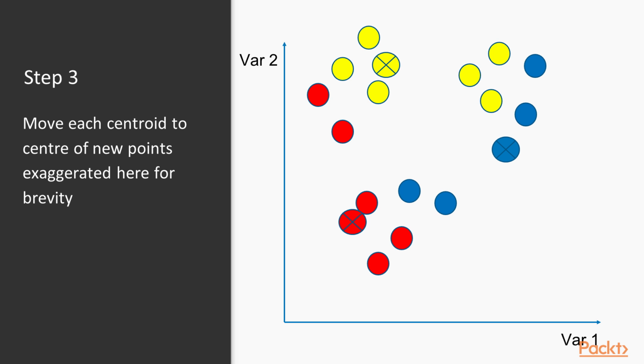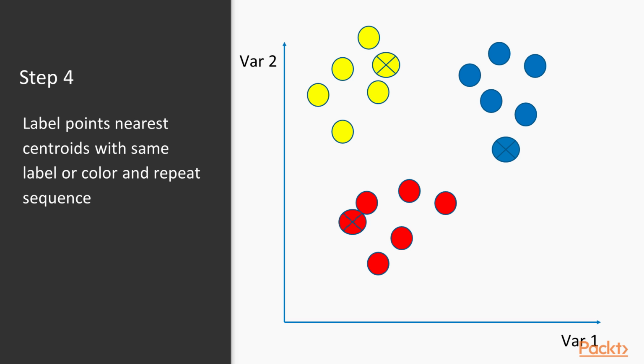Now we're going to move the centroid to be at the centre of the new set of points. I've exaggerated how far it moves here just so you can do this quickly, but it would gradually move as we update the points each time. So let's say this is moved nearer to this point, this is moved nearer to these points, and this is moved nearer to these points. Then we repeat this step again.